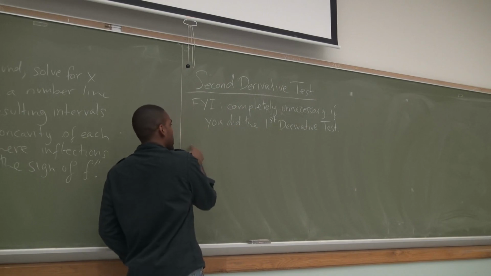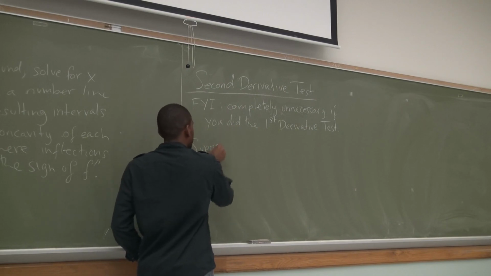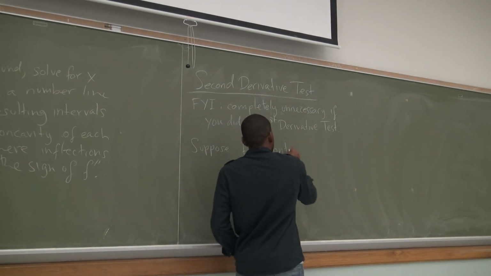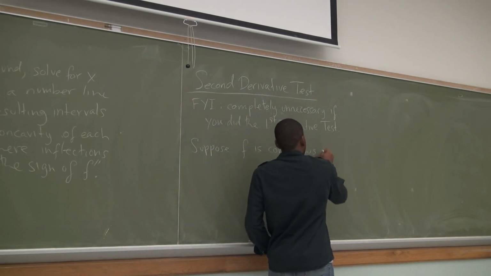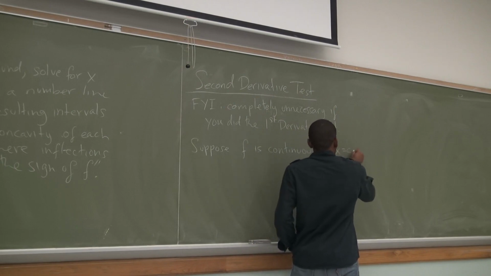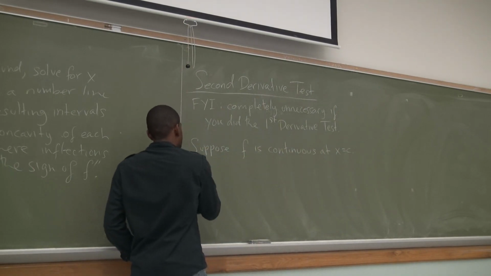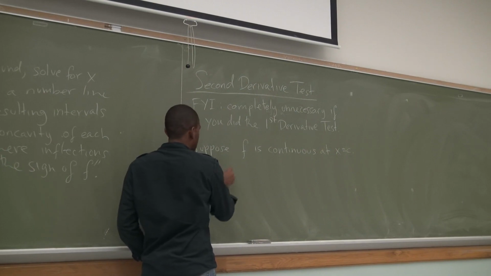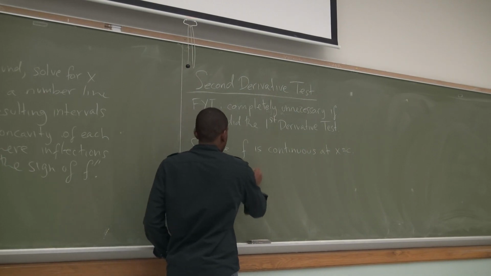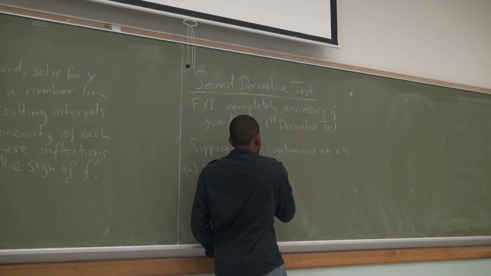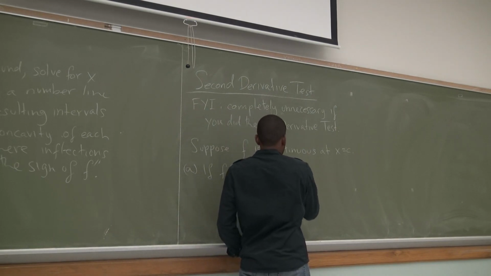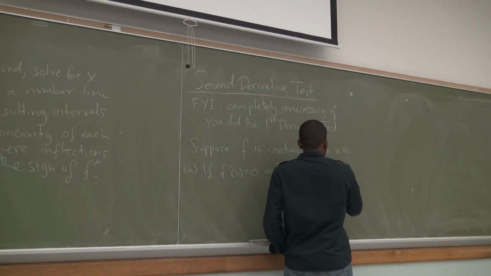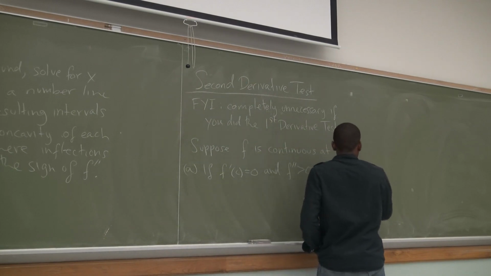So here's the test. Suppose f is continuous at x equals c. Then there are two cases. If f prime of c equals 0 and f double prime is positive, we have a local.